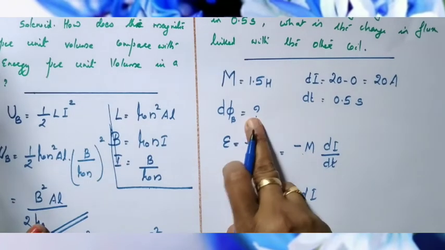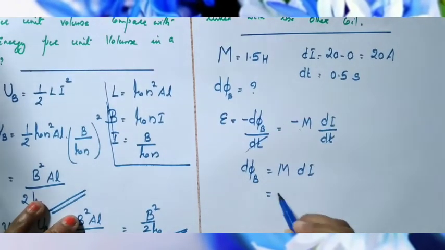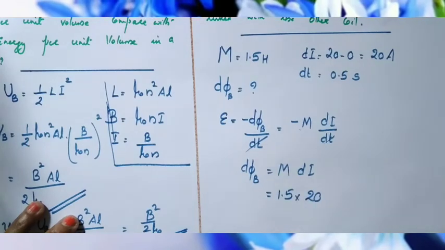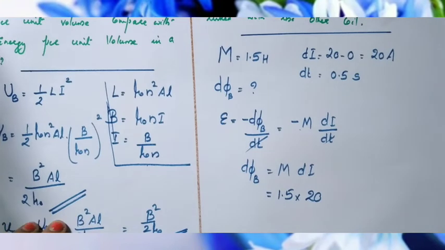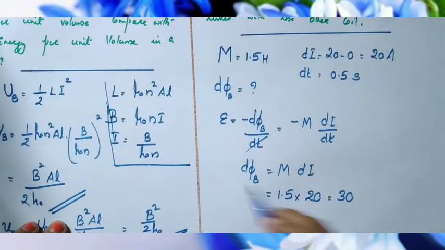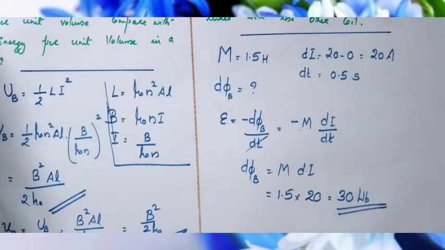We have to find out the change in magnetic flux, isn't it? So what is M given? M is 1.5. What is the change in current? 20. Okay. So answer is equal to 30. Magnetic flux unit is Weber. So answer is 30 Weber.